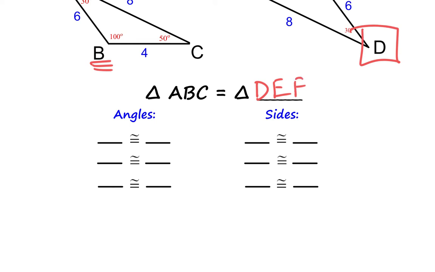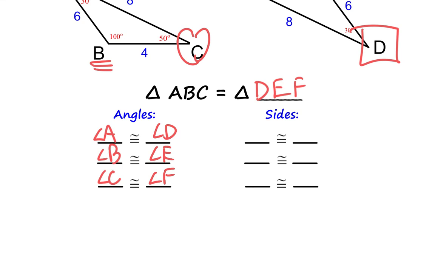So maybe draw like a heart or something. I mean, it doesn't matter what you draw. Somehow you've got to match them up. All right, so then when we go to name the parts, we don't even have to look at the picture anymore. We could say angle A and angle D, those are the first letters. Angle B and angle E, those are the second letters. Angle C and angle F.